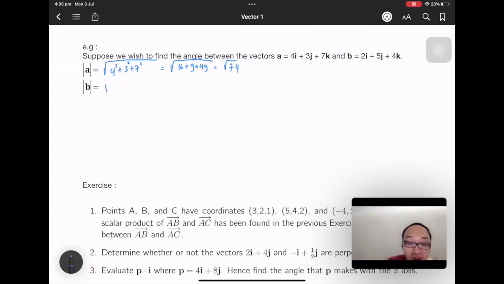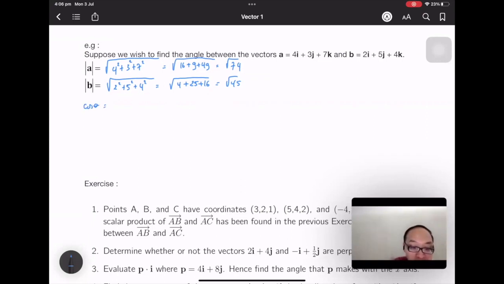And B is the square root of 2 squared plus 5 squared plus 4 squared. So the square root of 4 plus 25 plus 16, the square root of 45. So how do you find the angle? Cos theta is A dot B over magnitude A times magnitude B.